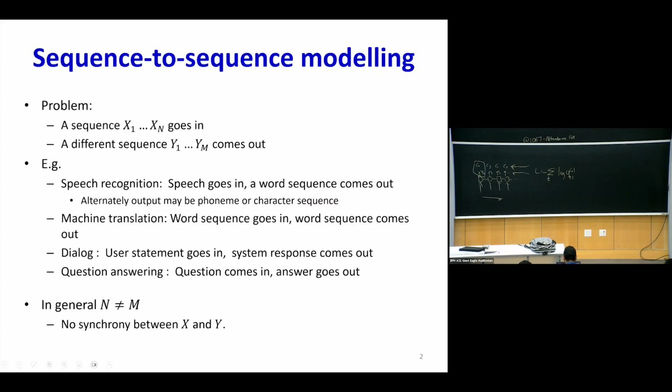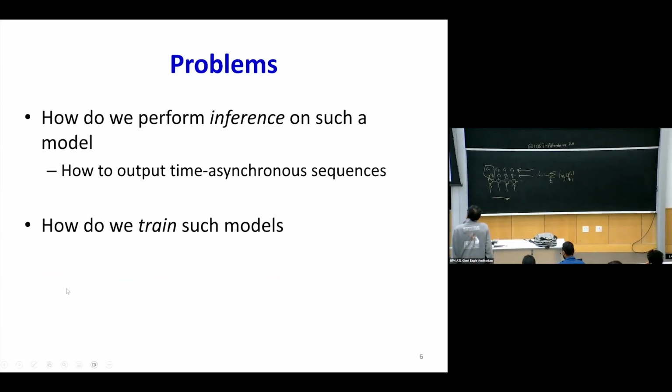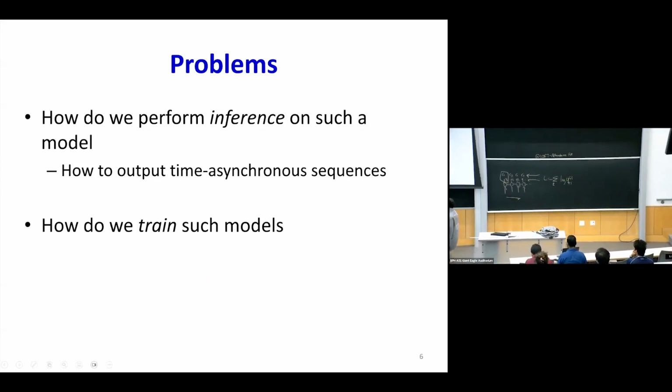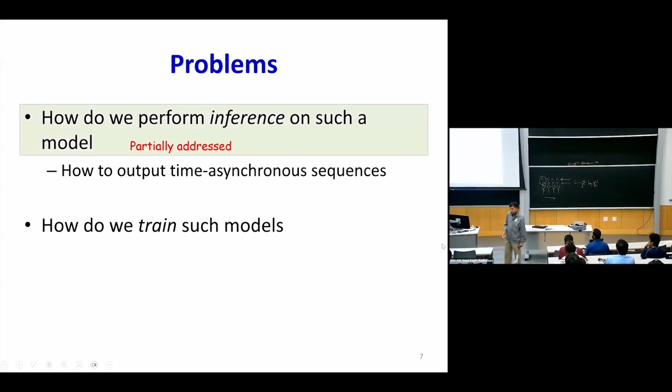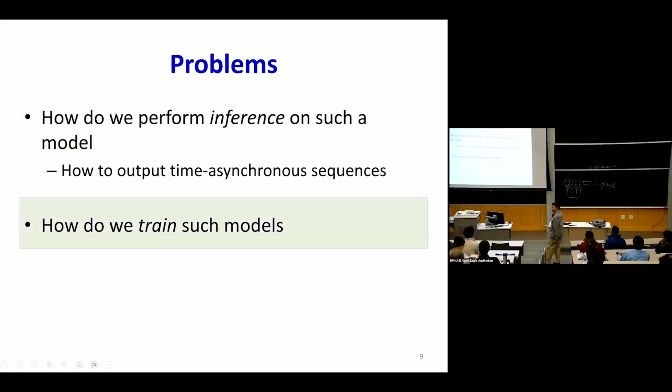Okay. So this was the problem that we were speaking of in the last class. You have order aligned predictions, but which are not time synchronous. We have to figure out how to make these order aligned predictions. The first question was, how do we perform inference on such data, right? And then how do we train such models? For inference, we just looked at a solution. We'll look at other kinds of solutions, partially addressed. And we were looking at how do we train such models.